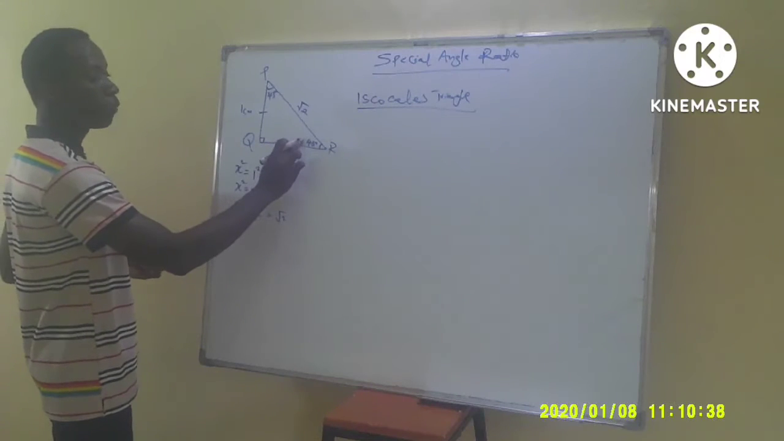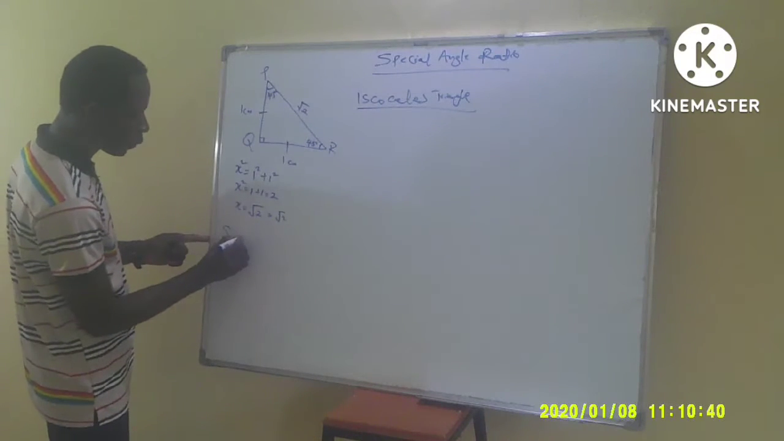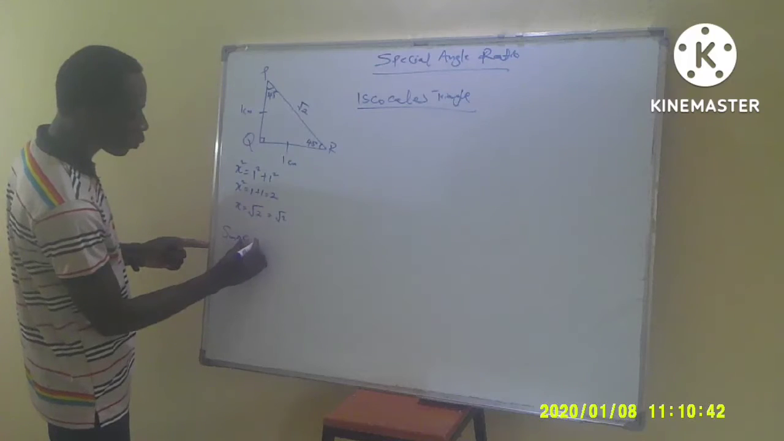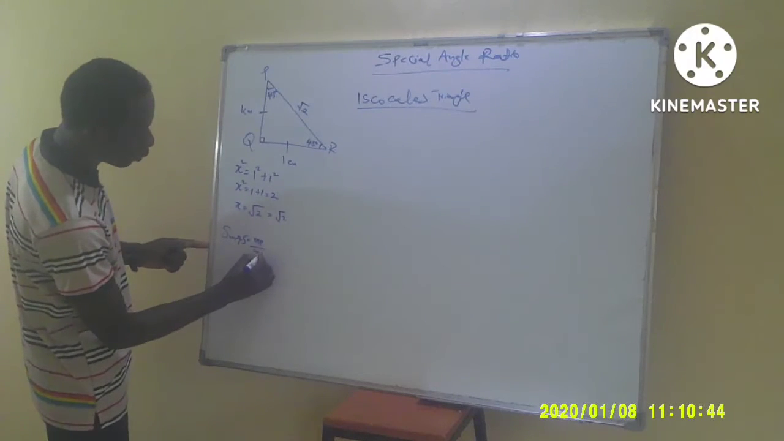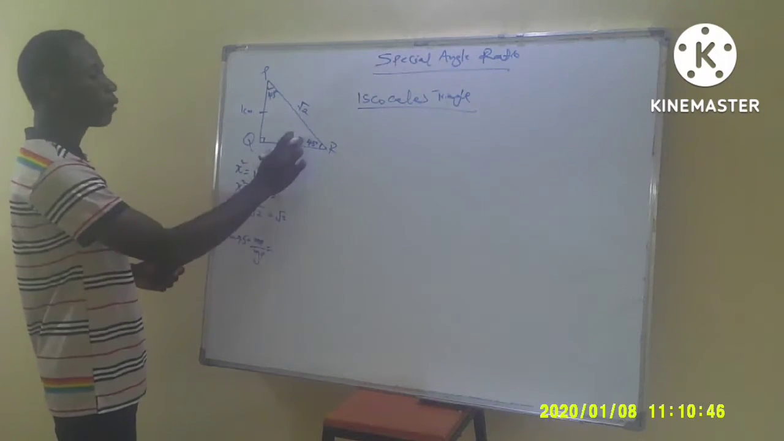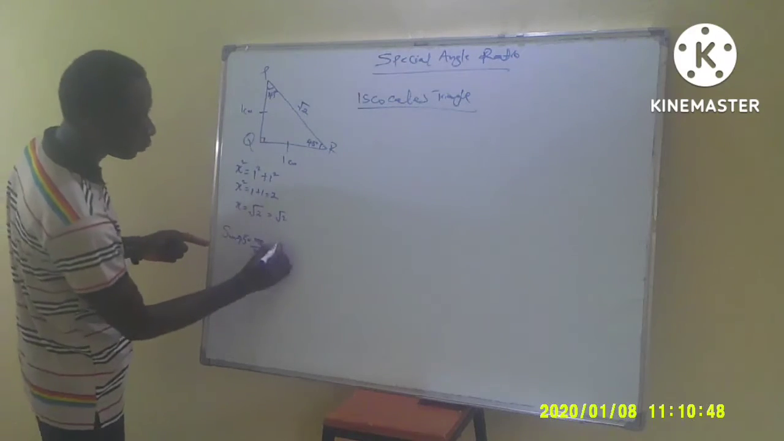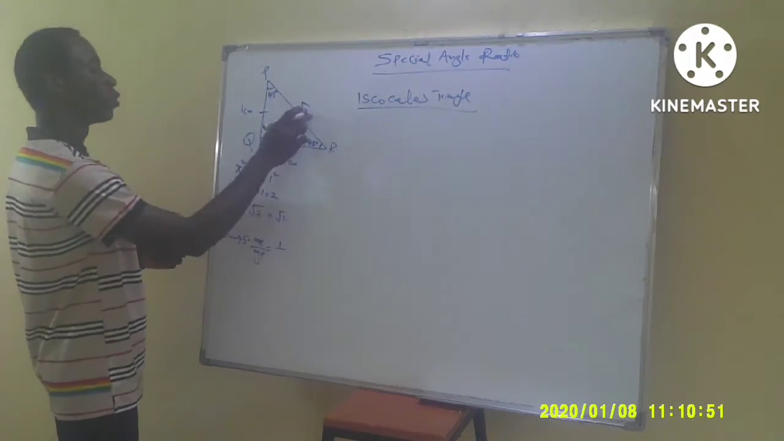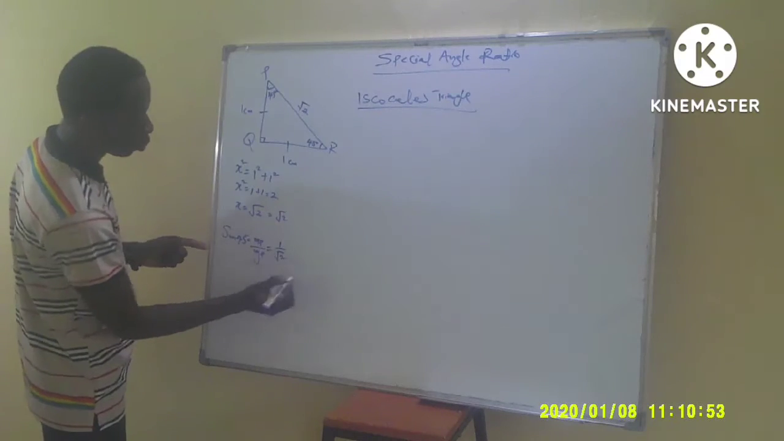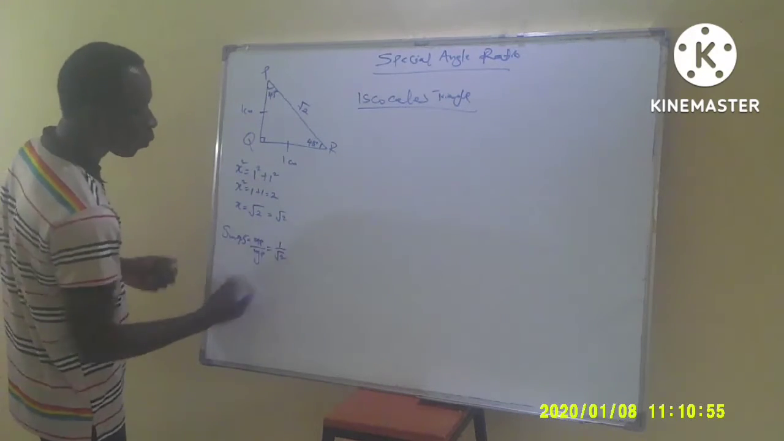So now, let's have sine of 45 degrees. Sine, taking this angle into consideration. So sine of this angle, 45 degrees. Remember, sine is what? Opposite over what? Hypotenuse. So what is the opposite side of this angle? 1 centimeter. What's the hypotenuse? Root 2. So sine 45 is equal to 1 over root 2.